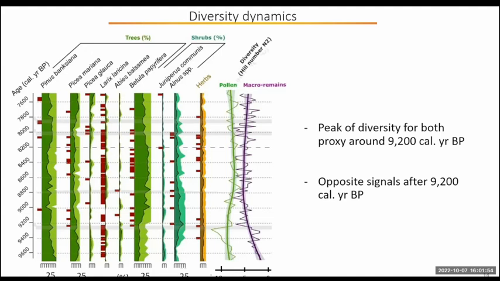So we also looked at other proxies. Yes, we also looked at the diversity and we used the Hill number N2 to infer the diversity. You can see that there is a peak around 9,200 cal BP. After that peak, we have an opposite signal: when the pollen diversity is increasing, the macro-remains diversity is decreasing, for example. And it shows the complementarity of the proxies.